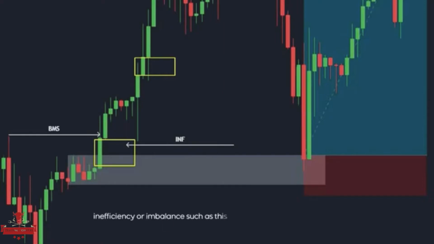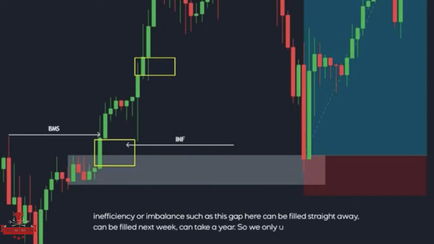Inefficiency or imbalance such as this gap here can be filled straight away. It can be filled next week. It can take a year, so we only use it as a guideline. But it is a very important concept for us to understand when trading SMC.